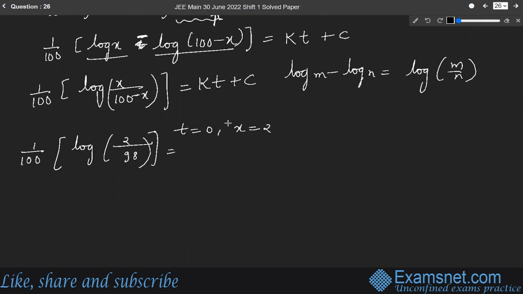This is equal to kt. Since t is 0, k into 0 will be 0. So in the right hand side, the remaining term is c. Now we have the value of c. Let us put this value of c again in this equation. Okay, let us consider it as equation number 1.